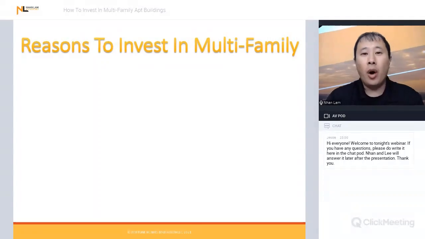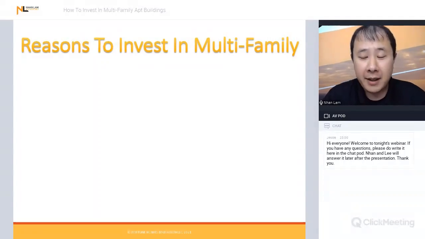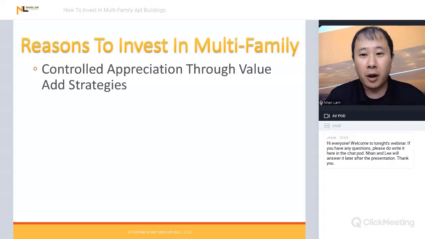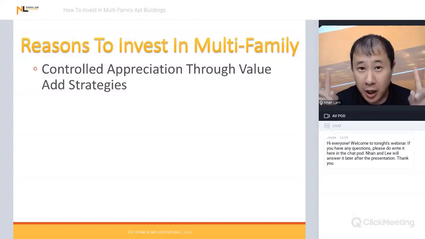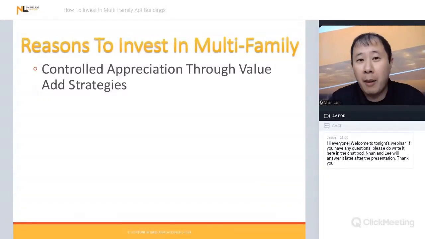So, what are the reasons that you should invest in multifamily? First of all, in multifamily, you're going to have what I call a controlled appreciation through a value add strategy. Now, for those who remember about 10, maybe 15 years ago, during the Great Recession of 2008, prior to that, so-called investors were counting on buying single-family homes or townhomes so that they would appreciate in 6 months, 12 months, and they could sell it off for a nice profit.